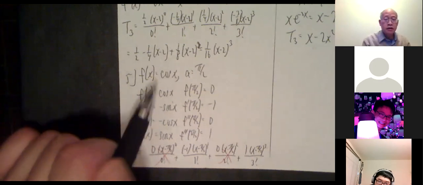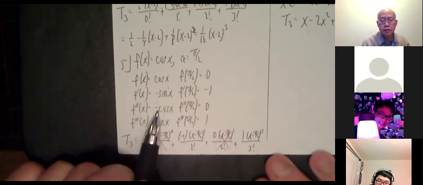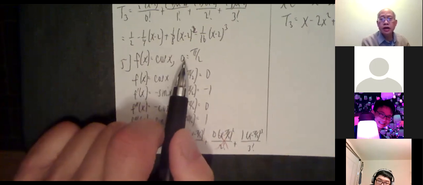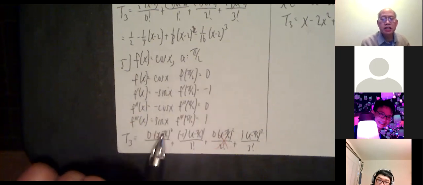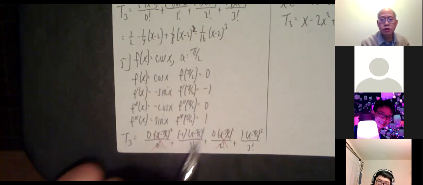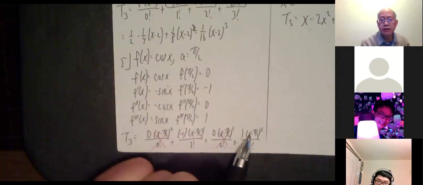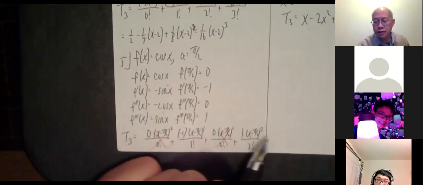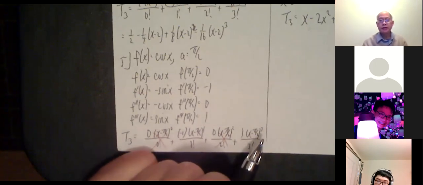Okay, so cosine x. First derivative, negative sine. Second derivative, negative cosine. Third derivative, sine. We're centered at pi over 2. That means you keep plugging in pi over 2, and it's going to be x minus pi over 2 to the 0 over 0 factorial. X minus pi over 2 to the 1 over 1 factorial. X minus pi over 2 squared over 2 factorial. X minus pi over 2 cubed over 3 factorial. That's exactly what I would have written before, except don't put the dot, dot, dot. We stop, so just don't put the dot, dot, dot.